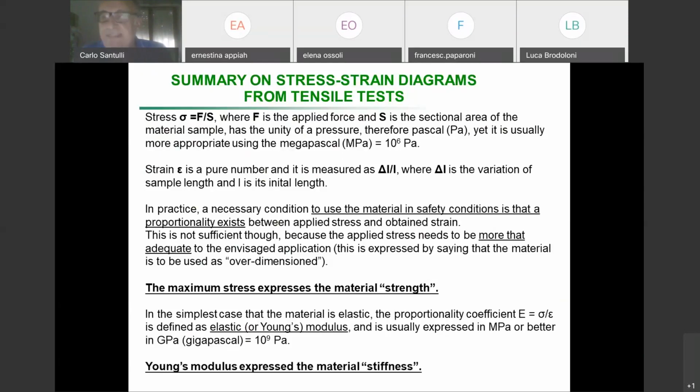So strain is a pure number because it's the ratio between the variation of sample length and the initial length.